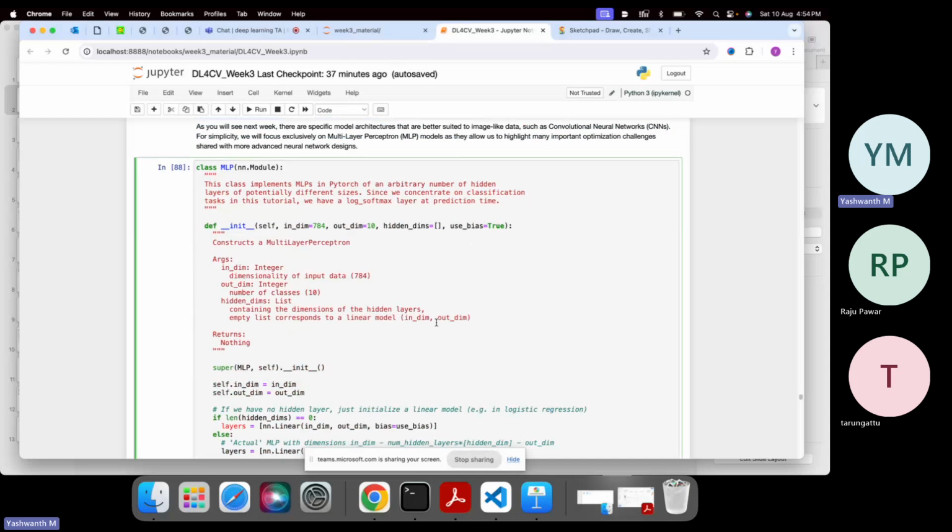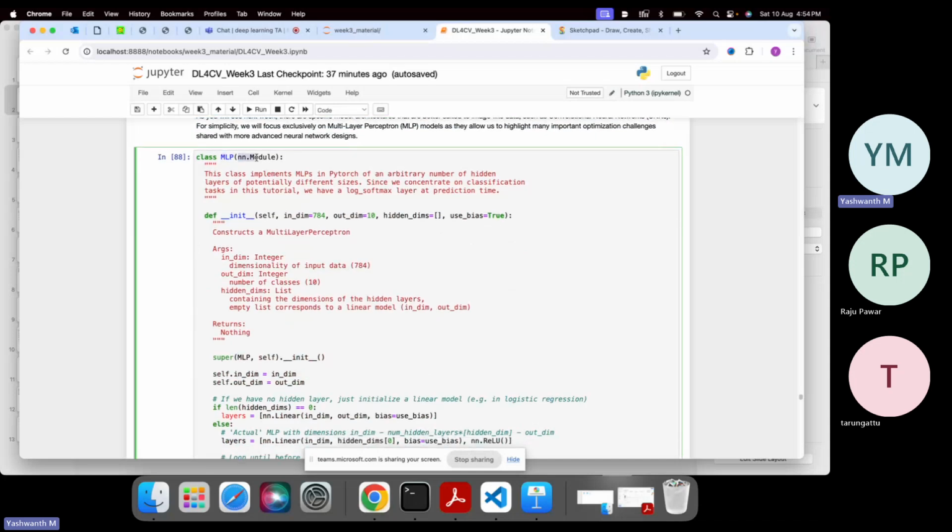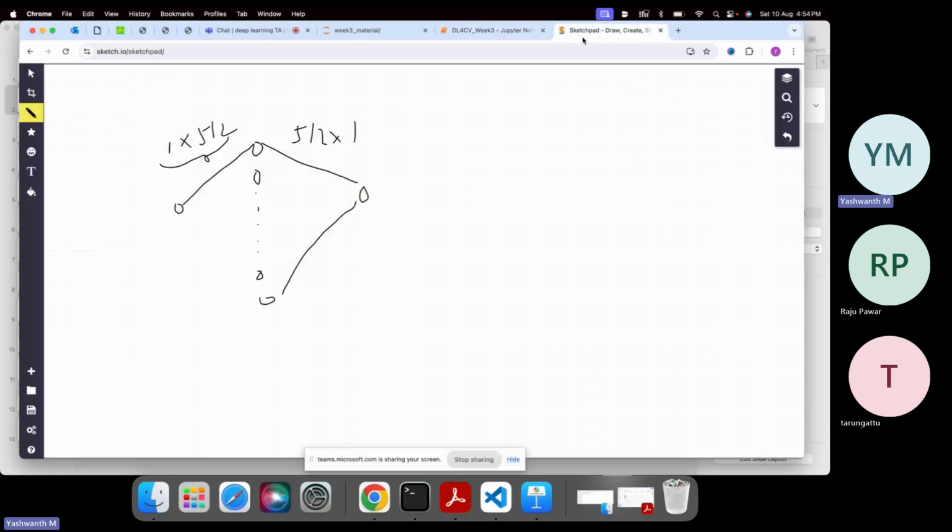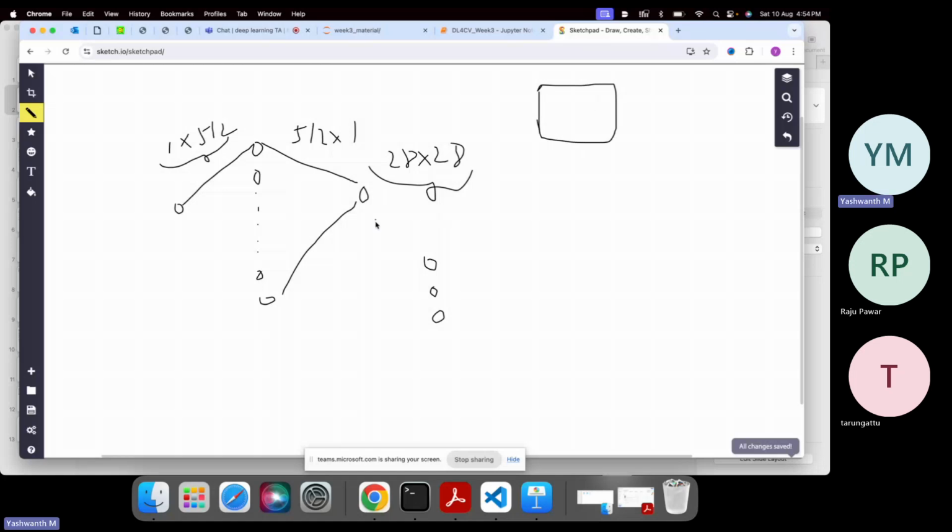Same as the earlier one, we create a module by inheriting the torch nn module. Here the input dimension is 784, output dimension is 10. Because it's an image of 28 cross 28, with height and width, we vectorize this. We convert this to a vector, squeezing the square image, and we get 784 inputs.